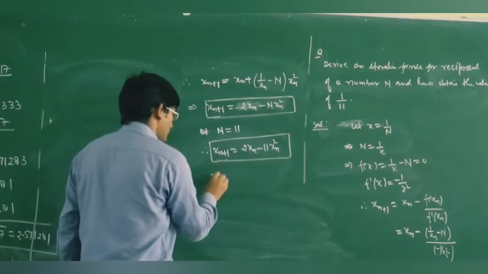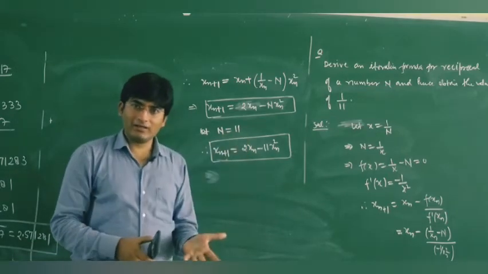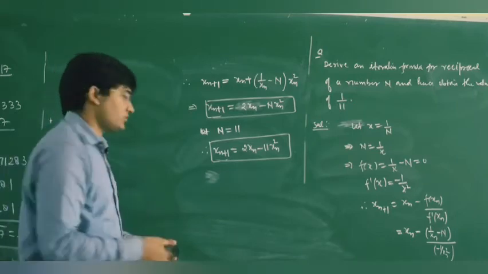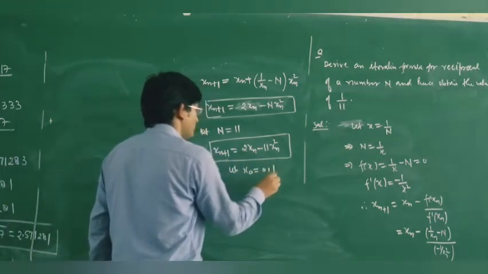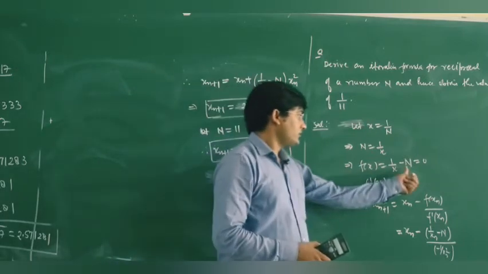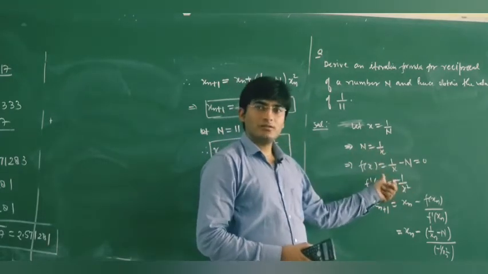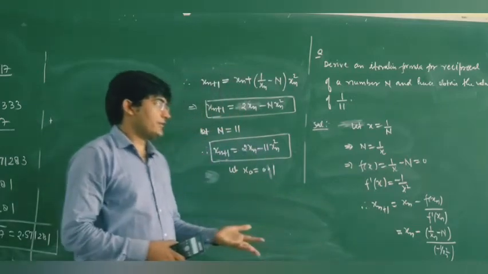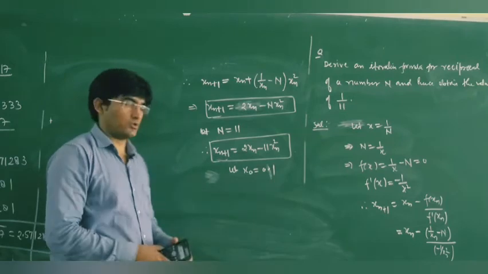So your x1, now the reciprocal of 1 by 11 can be your 0.1. So we can assume the value for x0 as 0.1. So let us assume x0 as 0.1, or just put the value of n equal to 11 here. So if you put n equal to 11, then you can guess the sign of this f(x), where this f(x) is positive and where it is negative, and with the help of that we can have the value of x0.